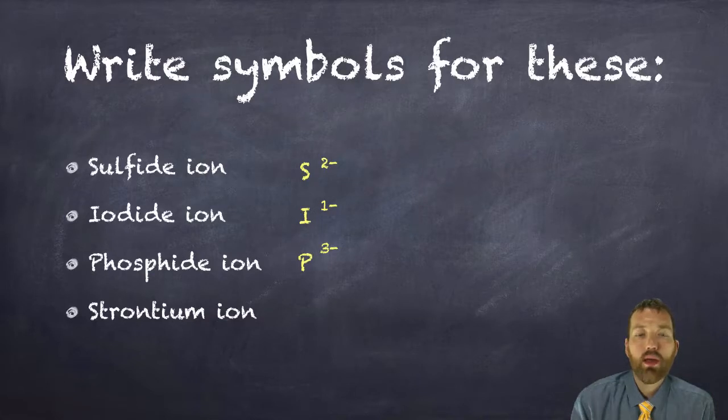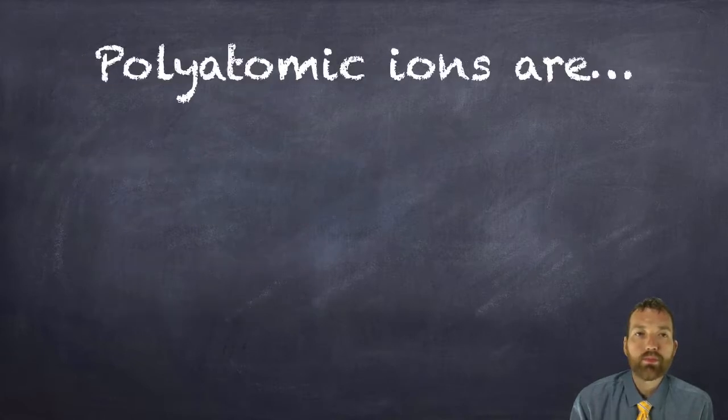And then strontium ion. If you find strontium on the periodic table, hopefully you recognize that this is a metal. It's in group 2, I believe. So strontium, yes, will lose 2 electrons. It's not going to gain electrons like the others. So I tried to trick you again. Hopefully you didn't fall for it.